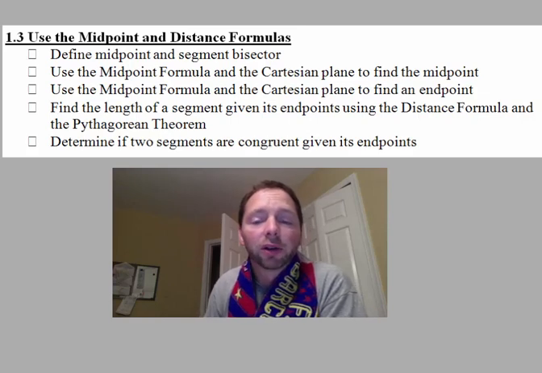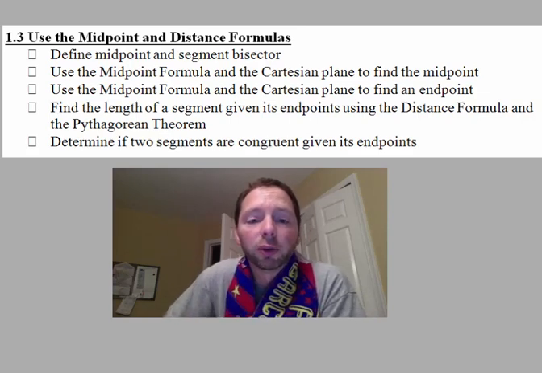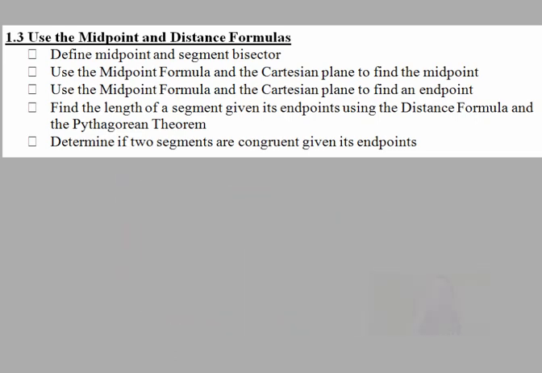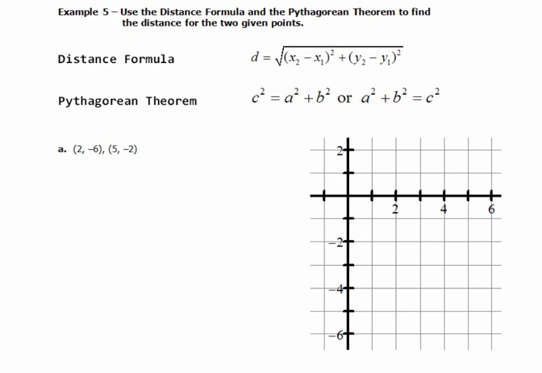Alright, so now we're going to take a look at the third piece in our using midpoint and distance formula, and what we're going to use is both the distance formula and the Pythagorean theorem to find the length of a segment given its two endpoints. Now, with that said, we've got to go ahead and memorize these two formulas, the distance formula and the midpoint formula.